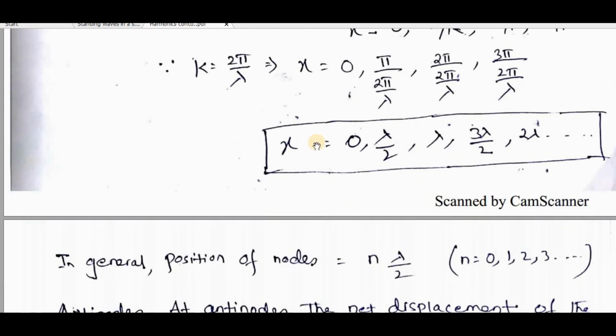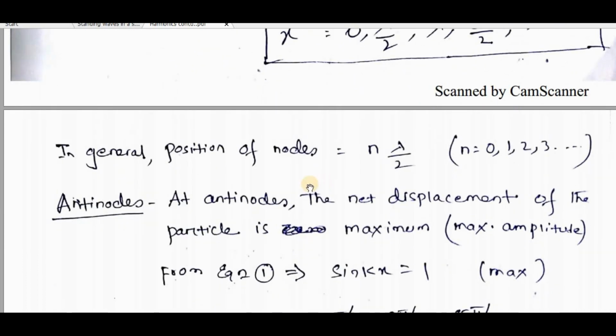Next, in general, what you can write is the position of the nodes as n lambda by 2, where n is equal to 0, 1, 2, 3, like this. The position of the nodes.